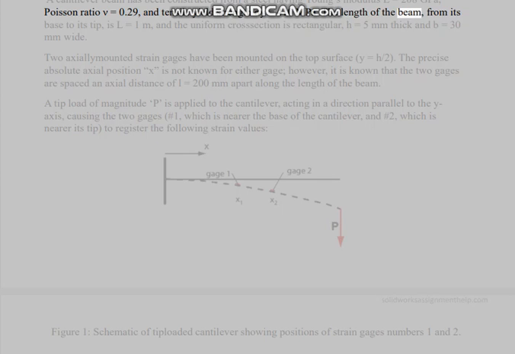Problem 1. A cantilever beam has been constructed from a steel having Young's modulus E equal to 208 GPa, Poisson ratio ν equal to 0.29, and tensile yield strength σY equal to 410 MPa. The length of the beam, from its base to its tip, is L equal to 1 meter, and the uniform cross-section is rectangular, H equal to 5 millimeters thick, and B equal to 30 wide.